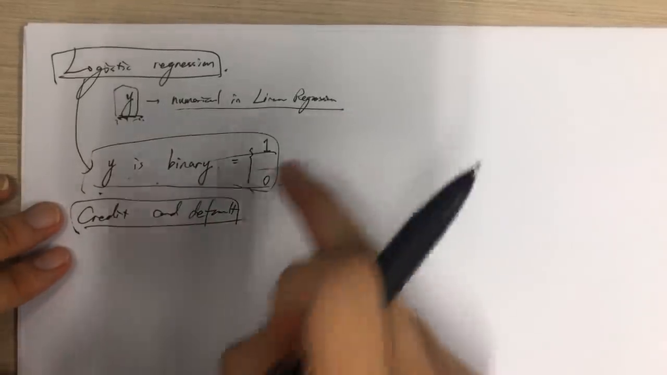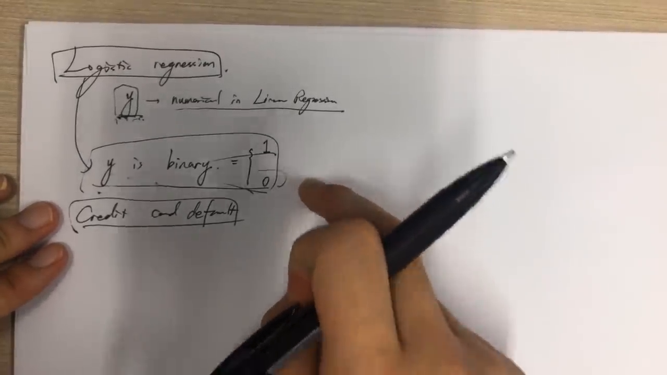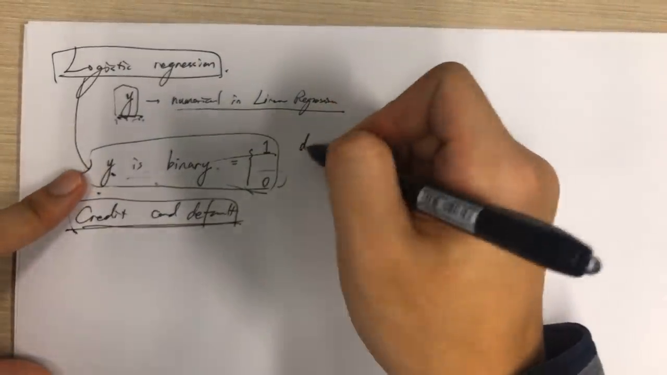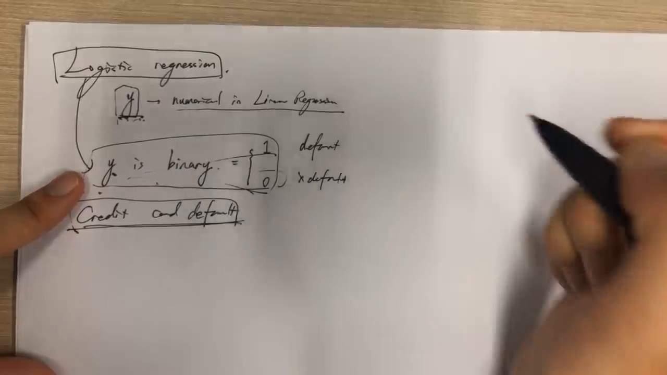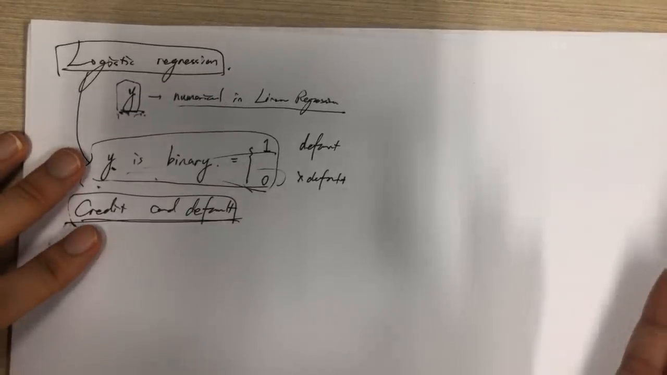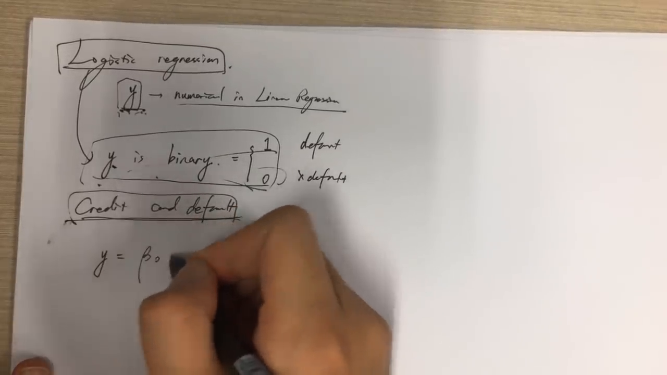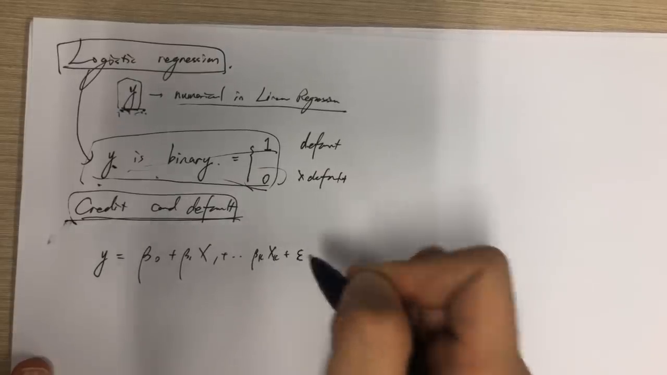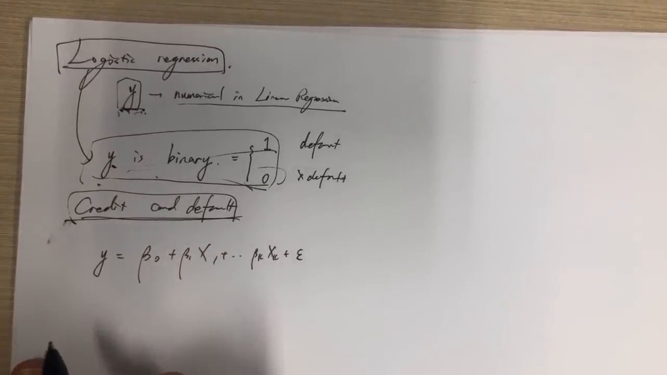Because the result can be default or not default, your prediction will be default and not default, right? So if 1 stands for default and 0 stands for not default, then we can do a regression on that. However, let's see, if we directly use y equal beta 0 plus beta 1 x1 and so on, plus beta k xk plus epsilon, this kind of model, is it feasible?